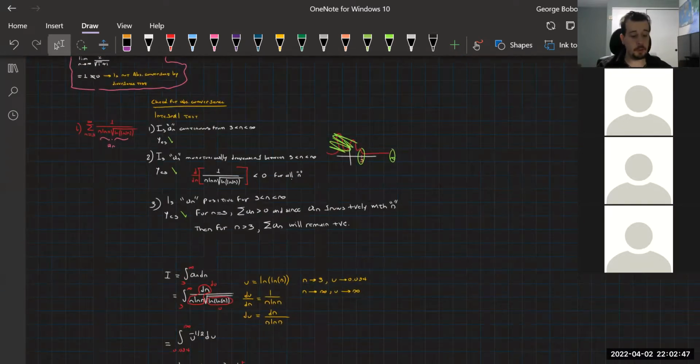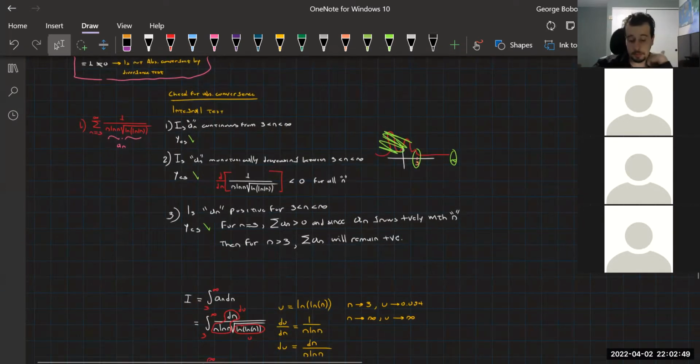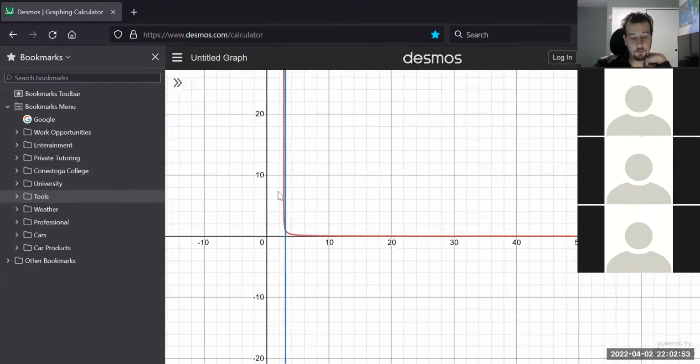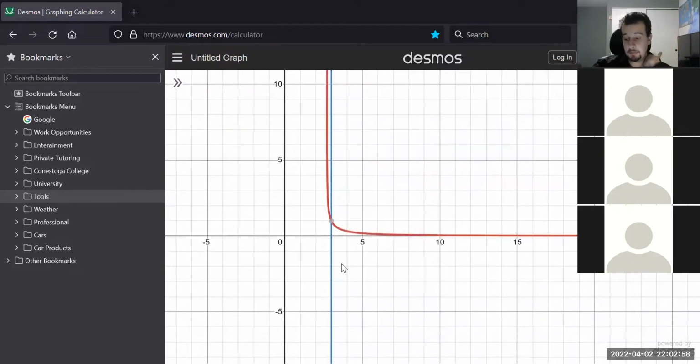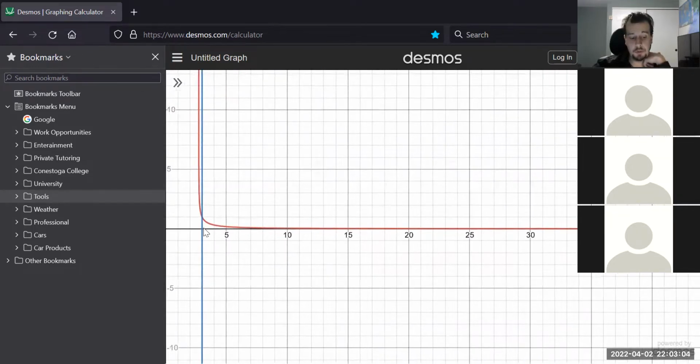And you can see the plot for reference at the very end. You can include the plot of the function if you want, which was this, right? In all the values, you never see this dip into the negatives. You never see this increase back up. And you never see any discontinuity between 3 and infinity. So you're good, good, and good for the integral test.